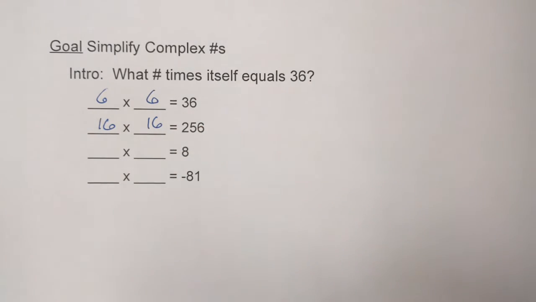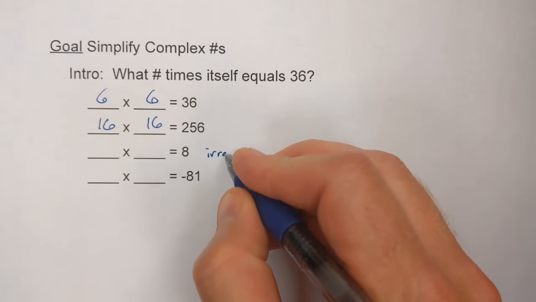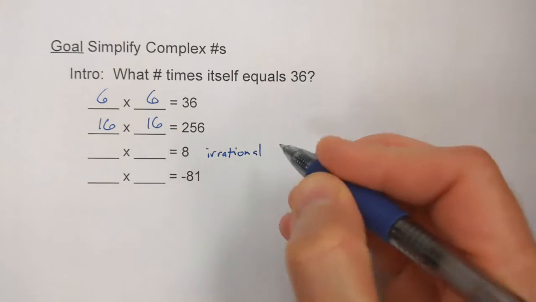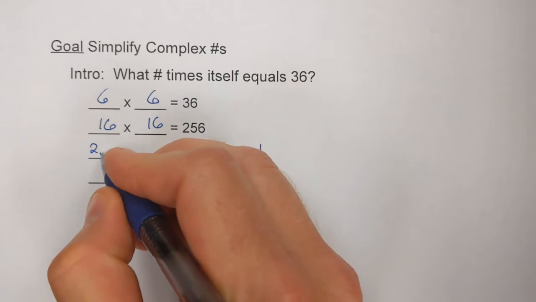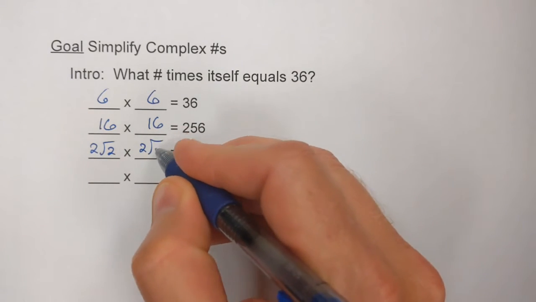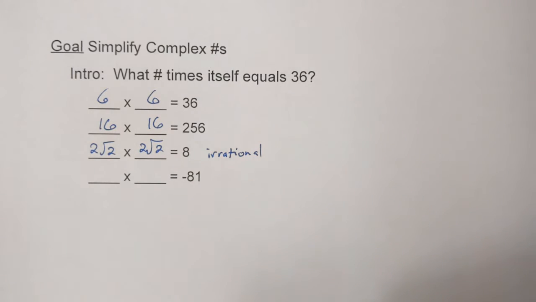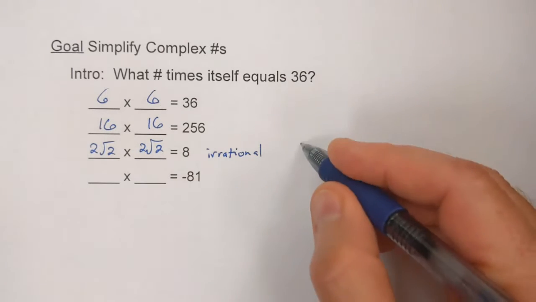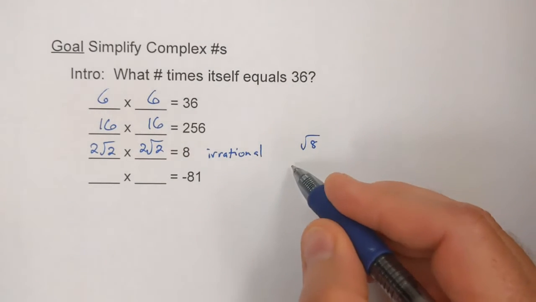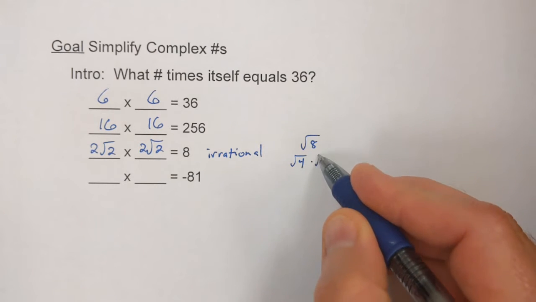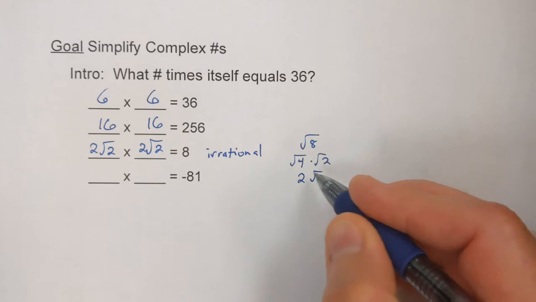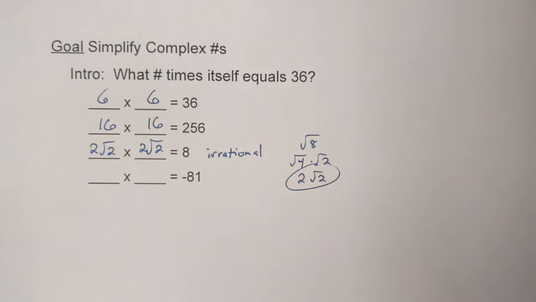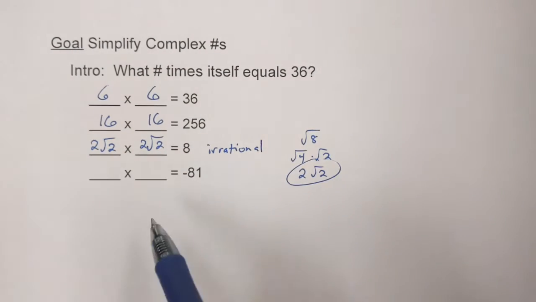What number times itself equals 8? Well, this is called an irrational answer. It's this long decimal that goes on forever and ever. We learned in our last lesson to simplify it to 2 radical 2, because 8 can just be written as 4 times 2, and the square root of 4 is perfect, so it reduces.